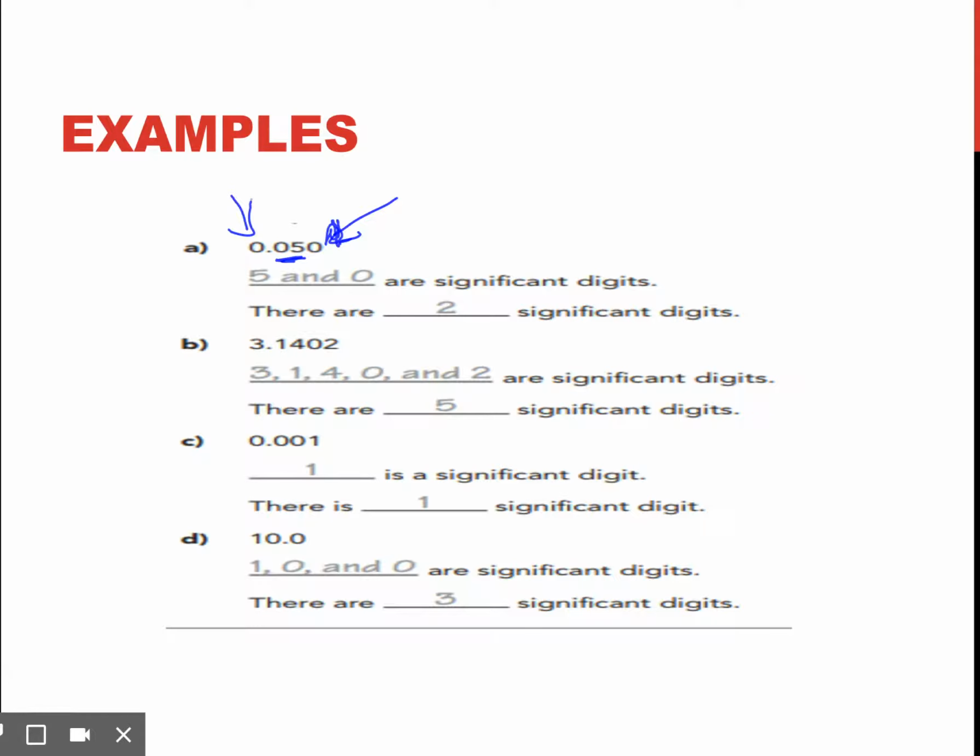In letter B, 3.1402, all of the digits are significant digits. 3, 1, 4, and 2 are all non-zero numbers, so of course they are significant. And this 0 is significant because it's in between 2 non-zero numbers. So all 5 digits are. In letter C, we have 0.001. 1 is a significant digit, so there's only 1 significant digit here. The zeros in front are holding a place, but we can say that it's 1,000th. And D, 10.0, both of the zeros and of course the 1 are significant because they're trailing.